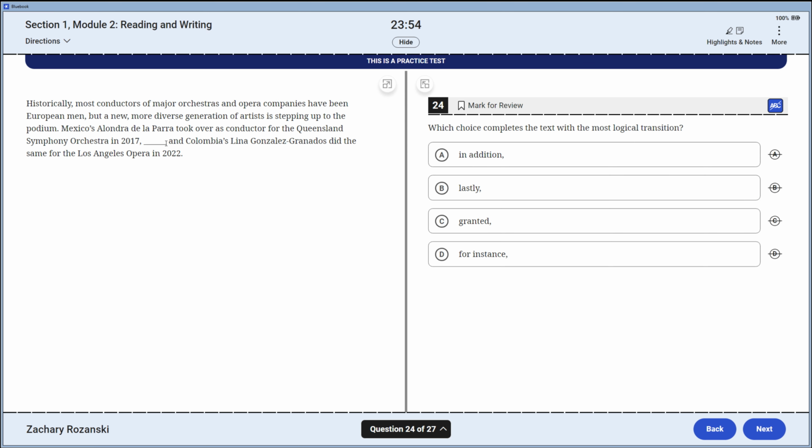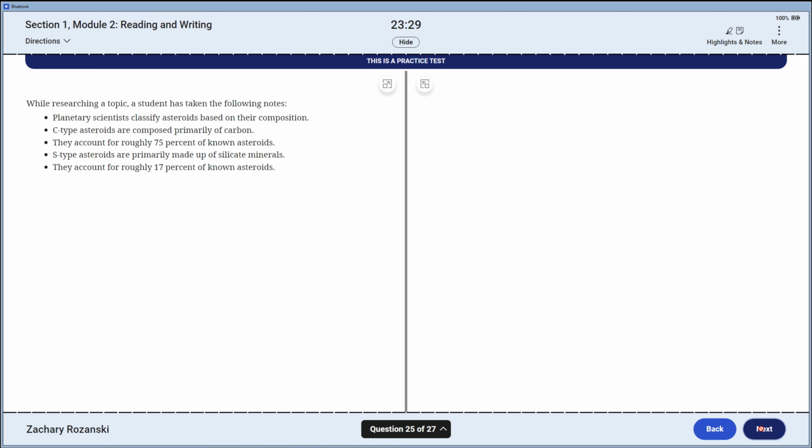Logical transition. Let's see. Ooh, couldn't help but notice that we're chilling in the center of the sentence, so make sure you move it to the sentence initial position. A new, more diverse generation of artists is stepping up to the podium. What have I got then? They took over in Queensland, and Columbia's person did the same in this opera. So we are instantiating. The right side instantiates the artists stepping up. We're going to pick it and move on.